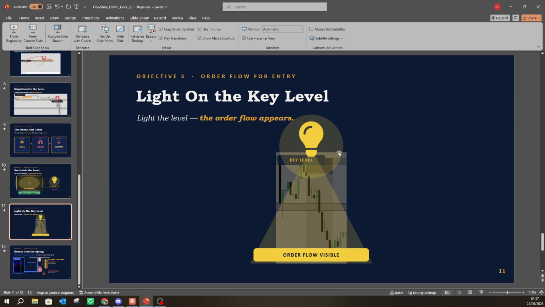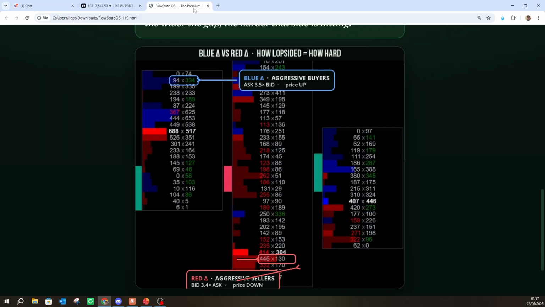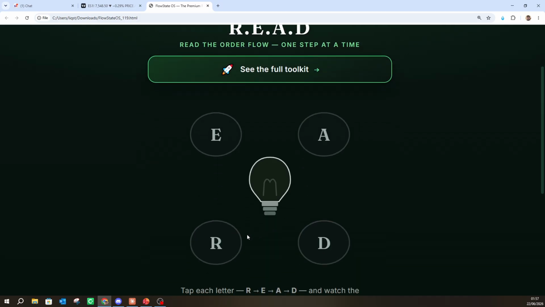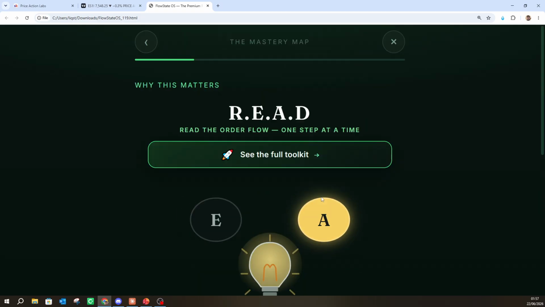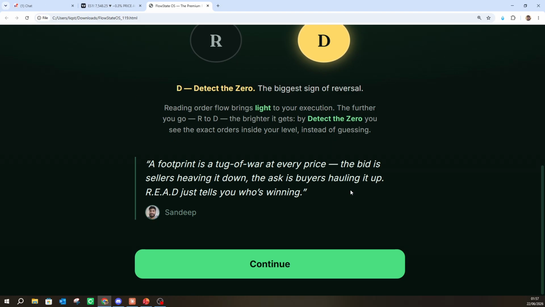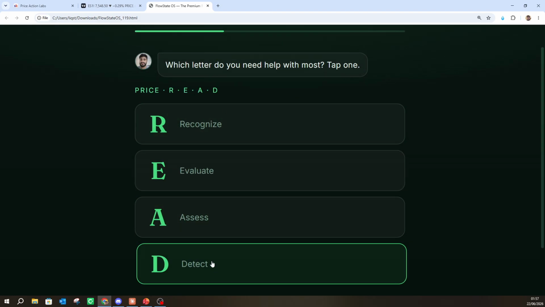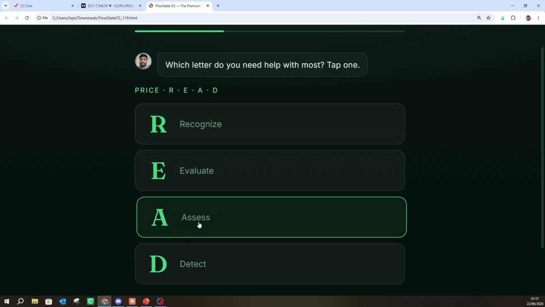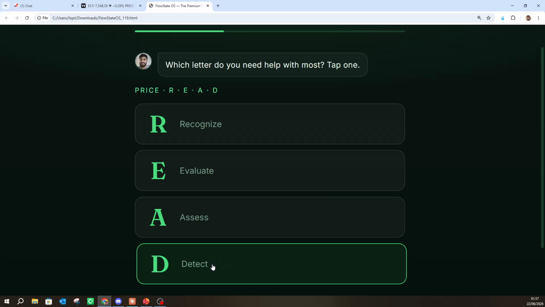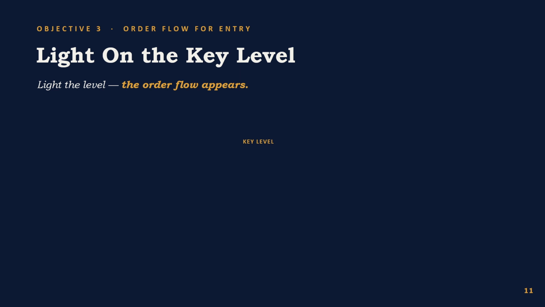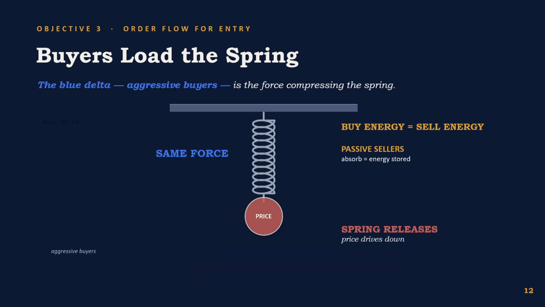For those who don't understand the READ method, I've been through it a few times on Flow State. I'll go through it again, right? This is how the READ method works. So again, recognize, evaluate, assess, and detect. Each of these, once turned on, will make a very bright and clear sign to your trading. And again, this is what the acronym stands for. So you want to recognize the bid and ask, evaluate the delta, assess the aggression, and then detect the zeros. Okay. And then when you do that, that's essentially how you trade with clarity. That's how you trade with execution.